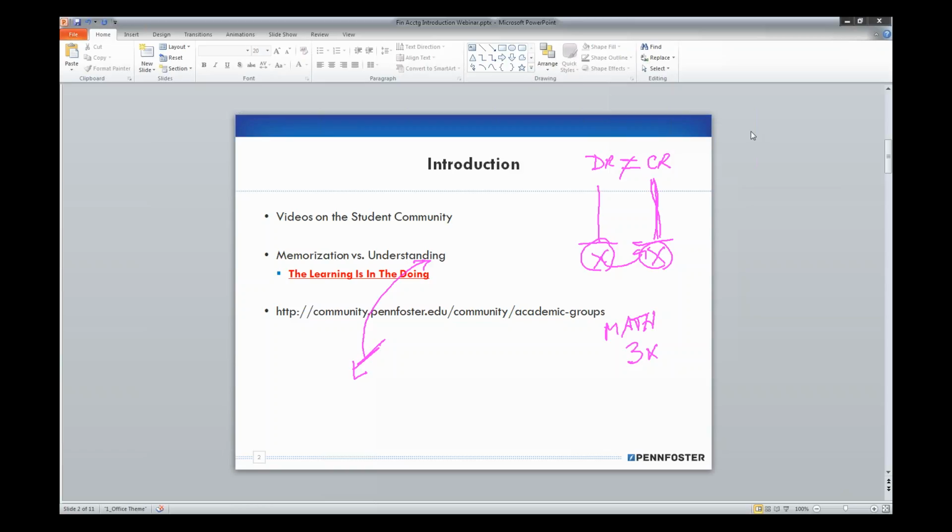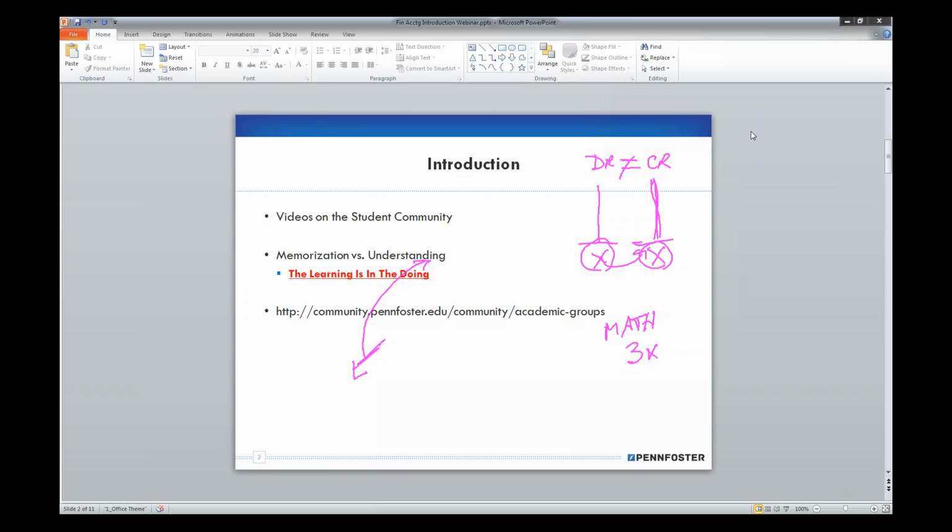And what you want to do is, when you go to that web page, remember this is the student community, you want to click on the words academic groups, and that will give you a listing of the groups down the left-hand side of the page. You'll see automotive and motorcycle, and then you'll see business group. So you'll click on business, right? Click on the word business, and that will take you to the business group.